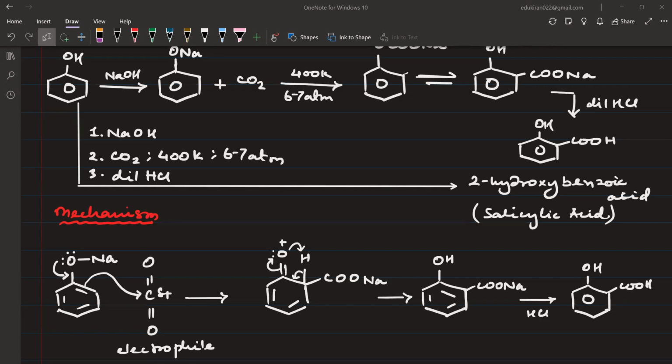Write this down. Then we have another reaction that is with CHCl3, the Riemer-Tiemann reaction.